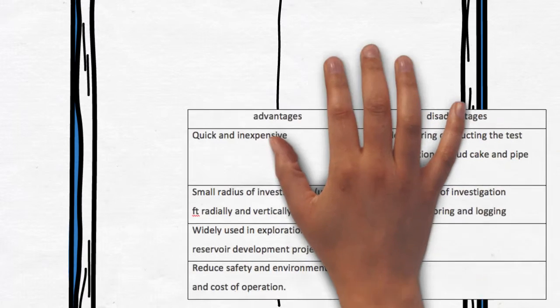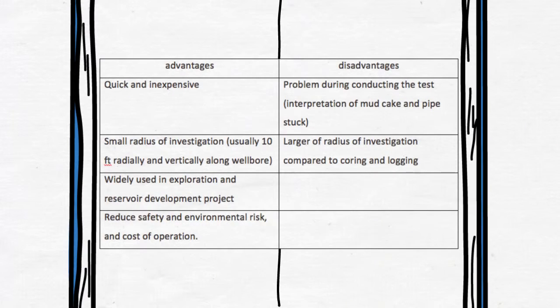For the advantages of wireline formation test, it is quick and inexpensive compared to the conventional well test and drill stem test, DST. This is because wireline formation test is a newer technology and we can get pressure data directly from the probes. This technology has actually replaced DST and conventional well tests that require longer time and are more expensive. Besides, wireline formation test has a small radius of investigation, usually 10 feet radially and vertically along the wellbore. This results in a shorter period of data recording.